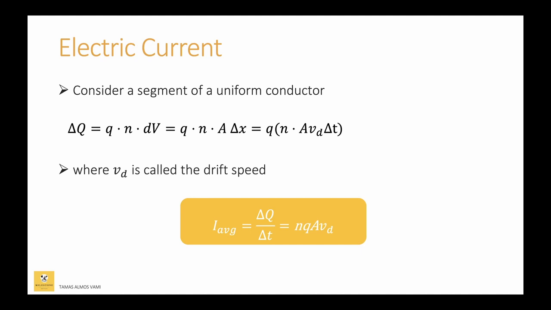Now, if we go back to the average current definition, that was delta q over delta t. That means that we can calculate the average current with this formula, which is the same as above, just divided by delta t. So we get n, the number of charges, times q times A times Vd.